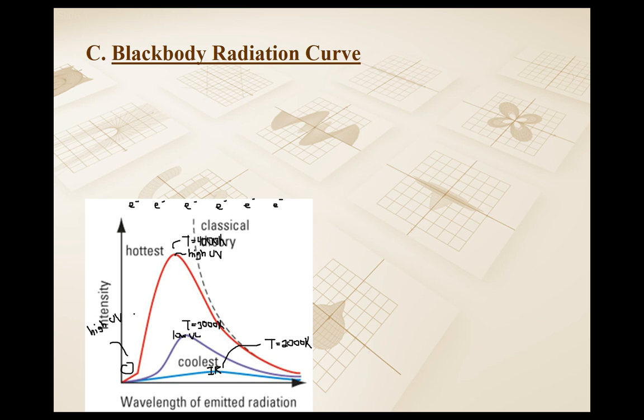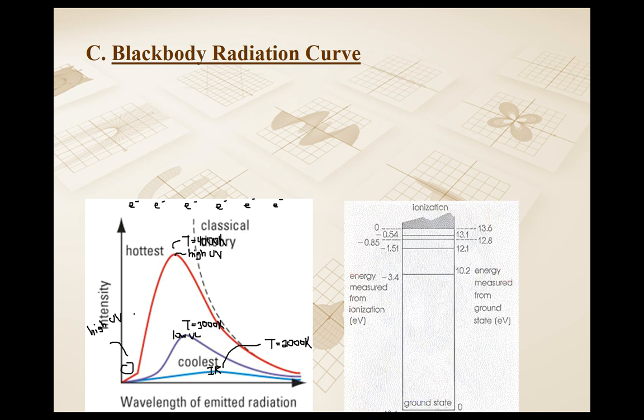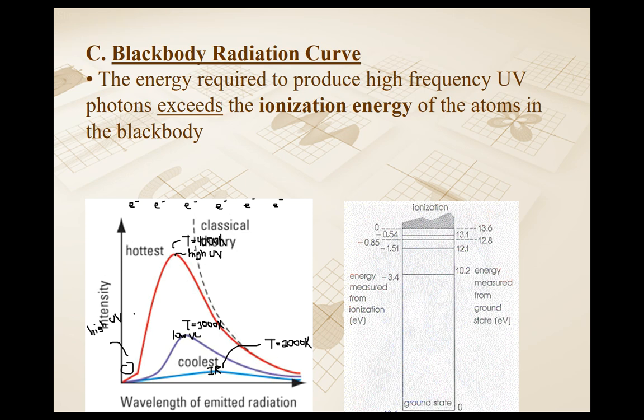So this is the problem that started our transition to modern physics. And we'll try to do a very brief explanation as to why we can't get this. If you look at an energy level diagram, the energy required to produce a high UV photon, it turns out, is actually higher than the ionization energy. Here's what I mean by this. So this is n equals 1, this is n equals 2, n equals 3, n equals 4, n equals 5.